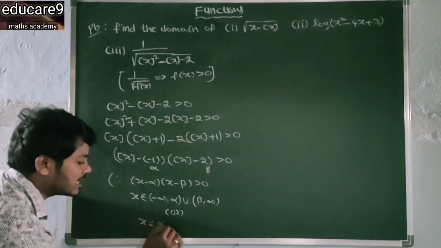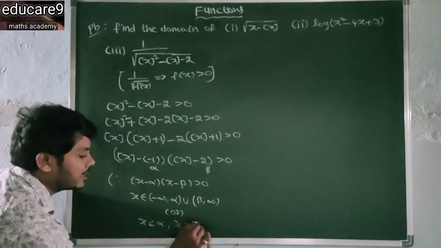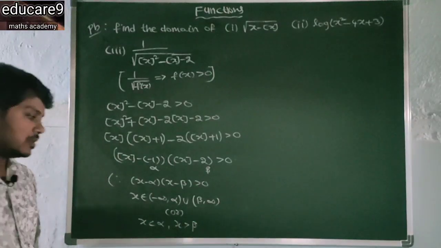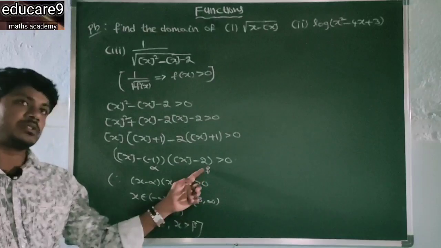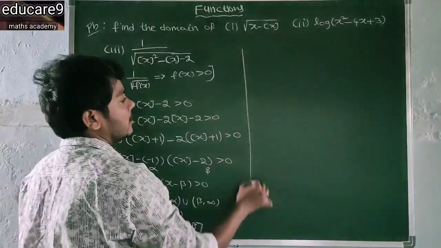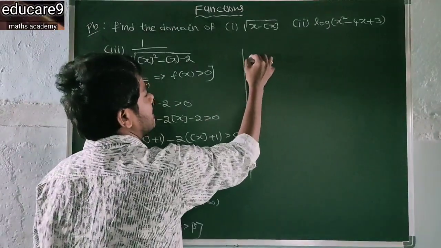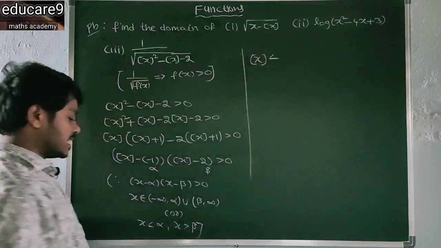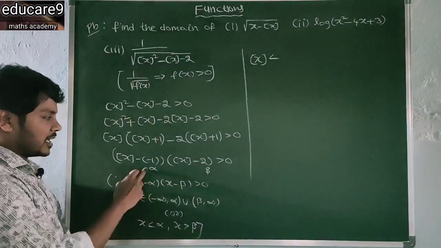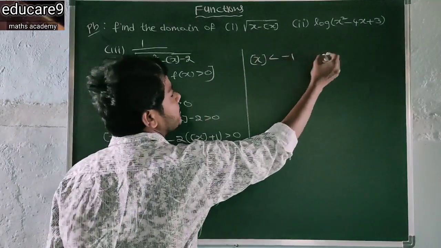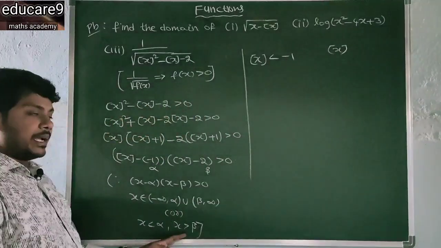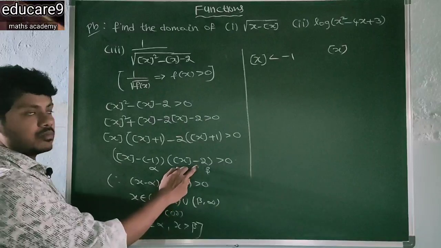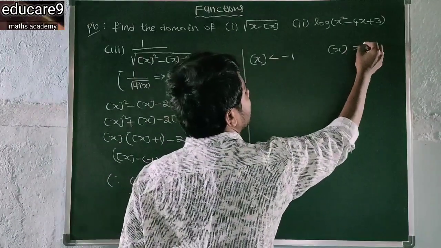x is less than alpha comma x is greater than beta. So here what is alpha? Minus 1 is alpha and beta is 2. So therefore step x is less than alpha. What is alpha here? Minus 1. And step x greater than beta. Beta value is 2. So greater than 2.